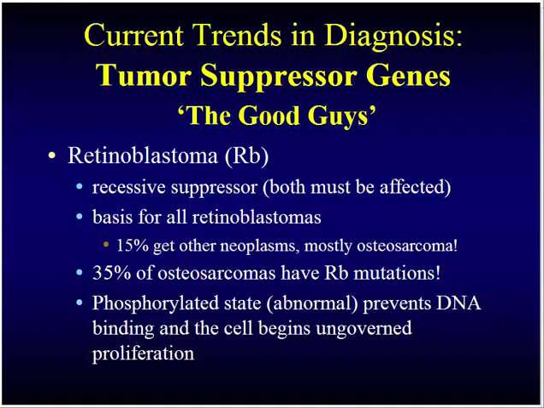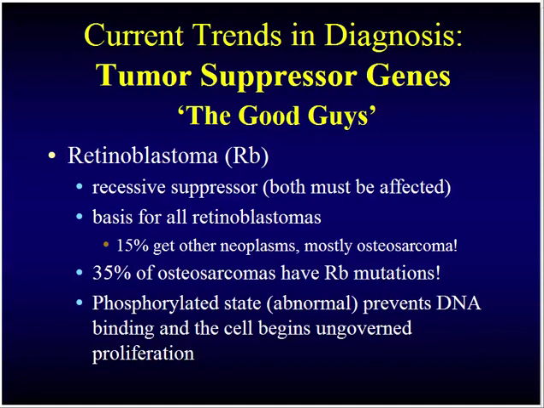So the RB gene is a recessive suppressor. Both copies have to be affected. It's present in all retinoblastomas, but there are other things that show up. 35% of all osteosarcomas have retinoblastoma gene mutation, and retinoblastoma patients also get other tumors. So again, it's this overall problem of the suppressor gene. The abnormal state, which is the phosphorylated state, prevents DNA binding, and you get ungoverned proliferation.